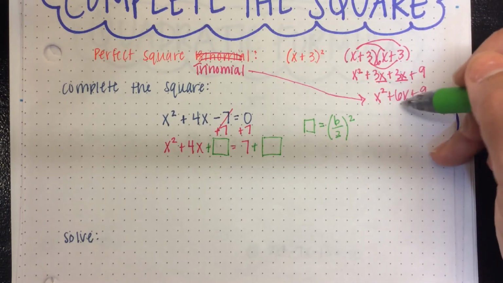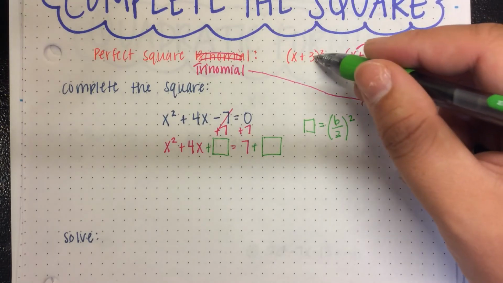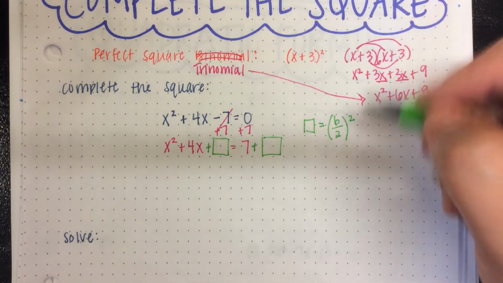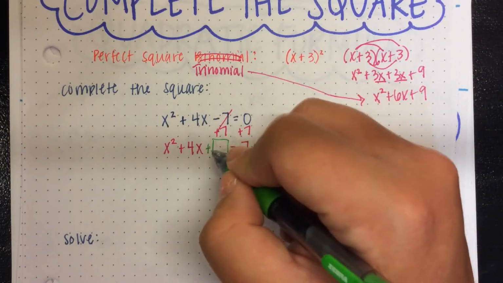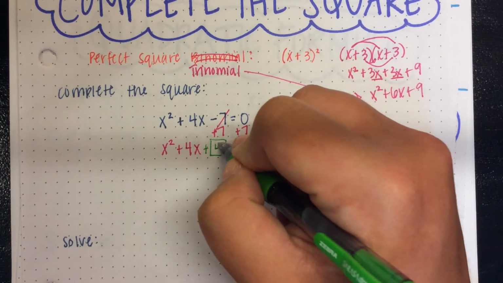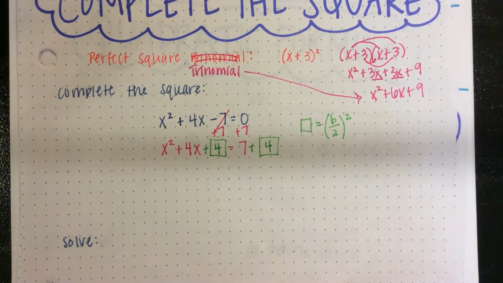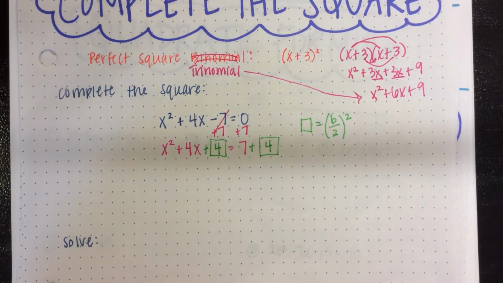So that means if I'm given b, I can divide it by 2 to figure out what that number is. So I'm going to take half of b, so 4 divided by 2 is 2, and then square it. Don't forget to square it. So that means I'm going to put a 4 on both sides. And I haven't changed anything. I'm just manipulating it because I'm adding it to both sides.